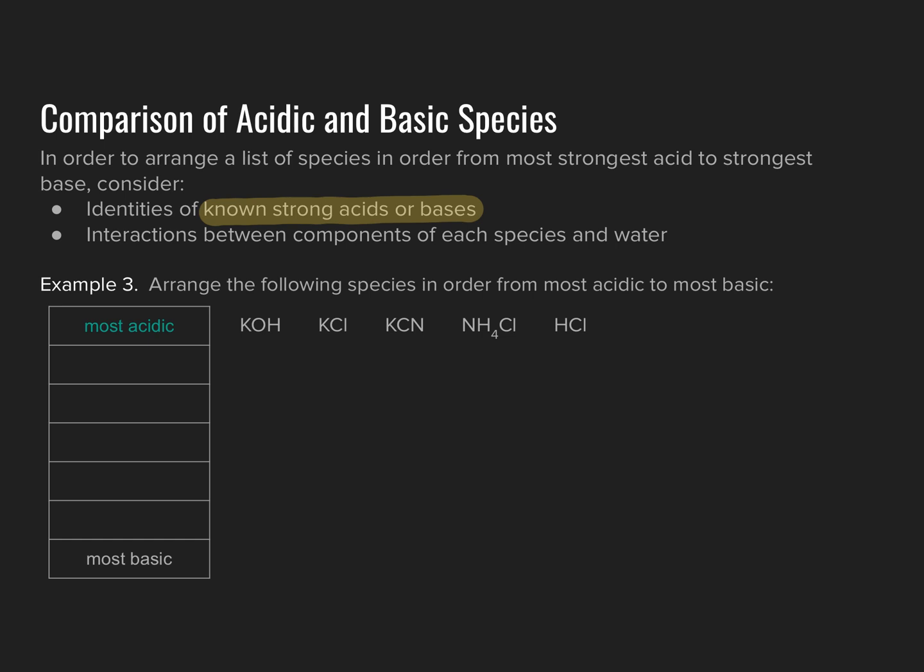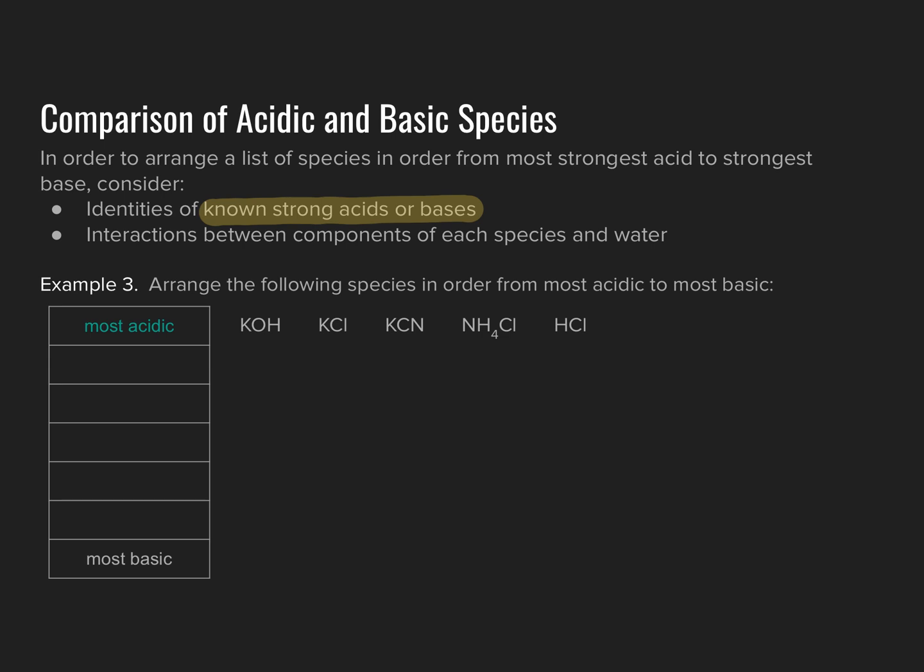We're going to try to order here the species KOH, that is potassium hydroxide, KCl, potassium chloride, KCN, potassium cyanide, NH4Cl, that is ammonium chloride, and HCl, hydrochloric acid, in order from most acidic to most basic. Now to begin with here, let's go ahead and take a look at the species here and see if we can identify the presence of any strong acids or bases present.